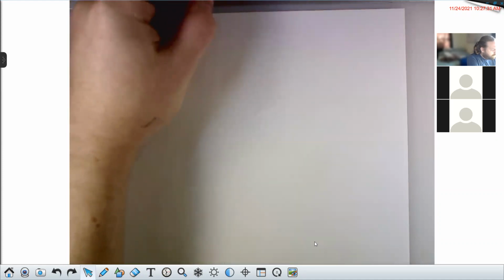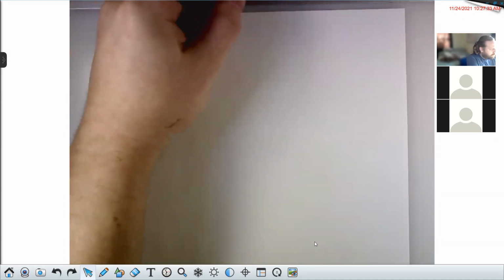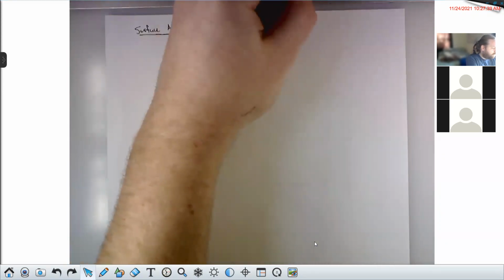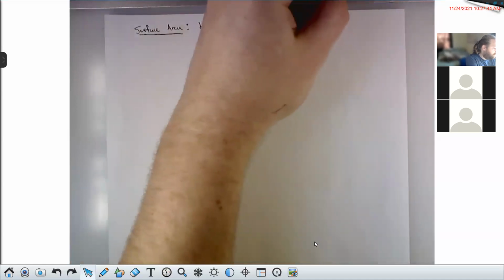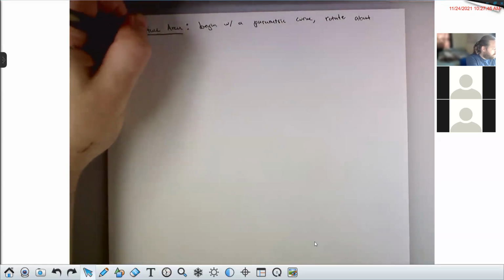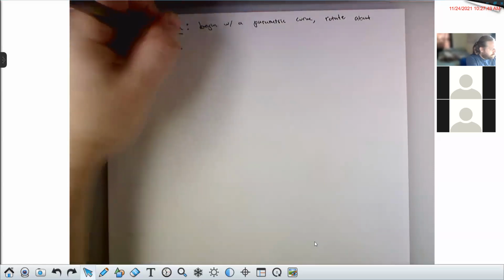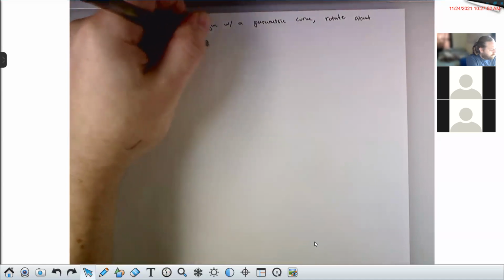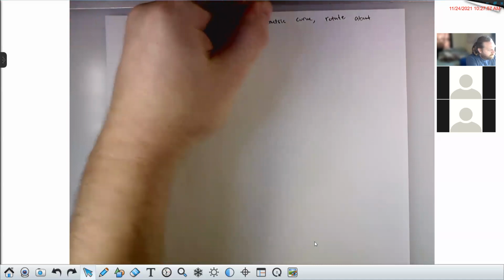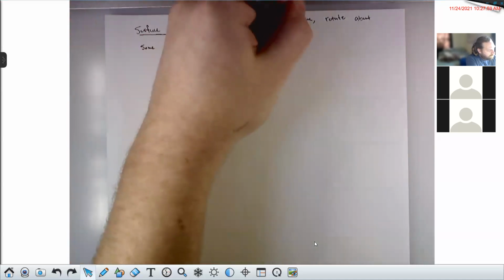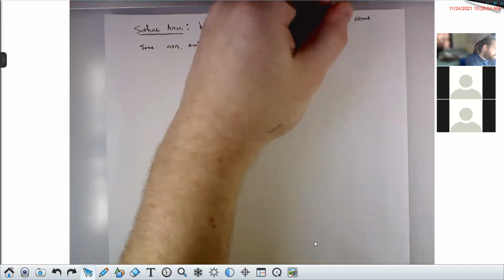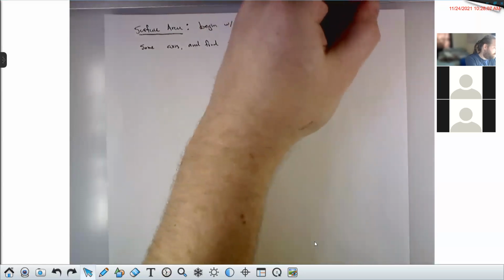So what we're going to do here is begin with a parametric curve, rotate it about some axis, and find the surface area of the generated surface, or generated object.